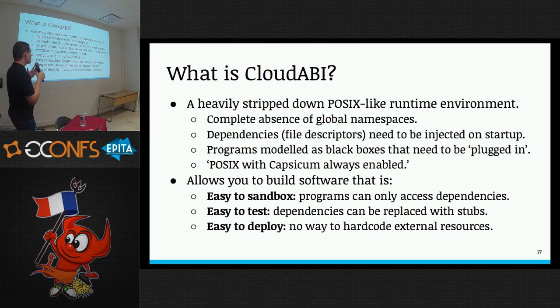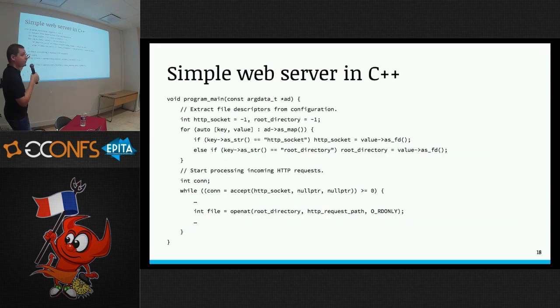And also because all of the dependencies are sort of known up front, you can deploy them a lot easier because, you know, you have an inventory of what kind of things they use. So on the next slide, there's an example, a simple C++ web server that is built on top of CloudABI.